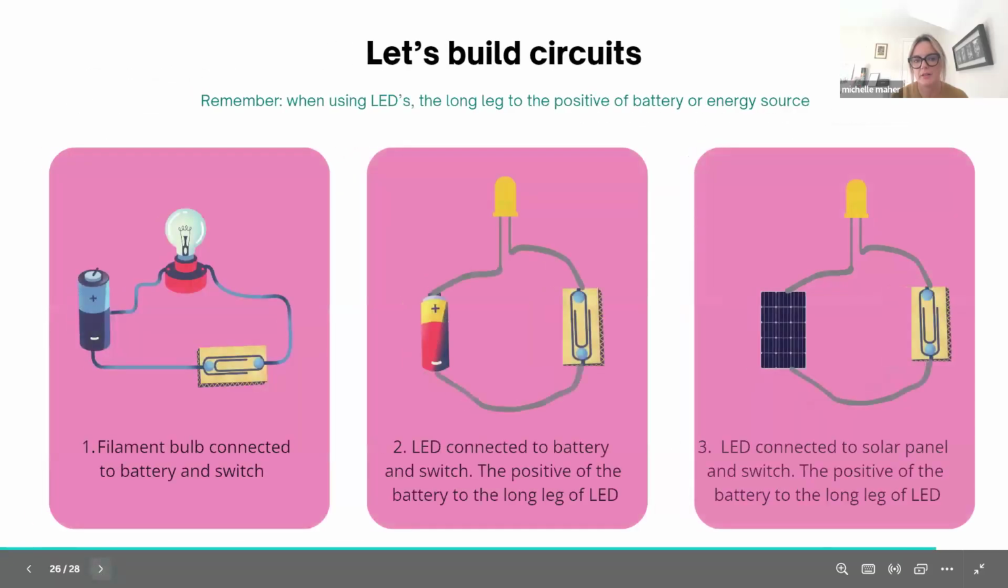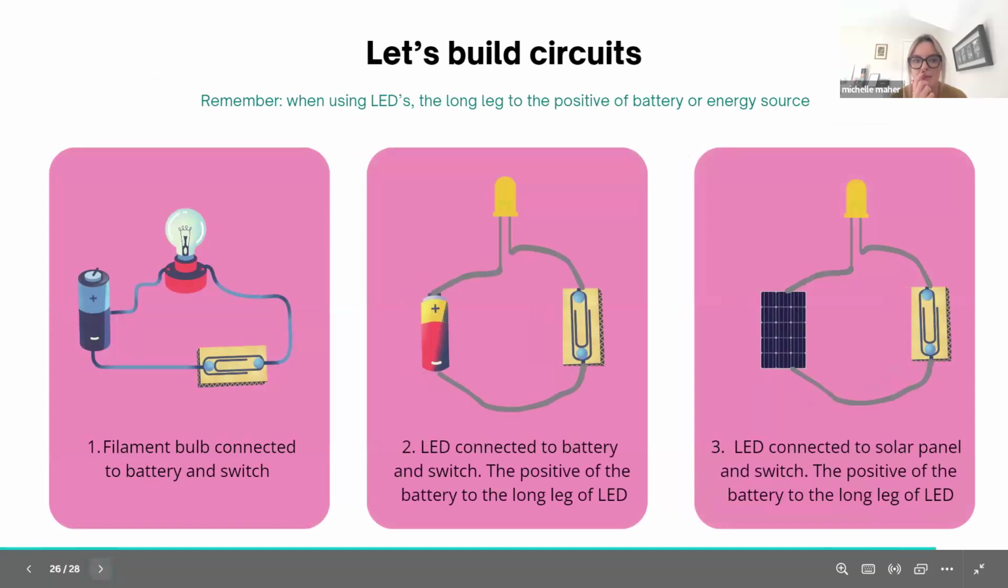Sorry, this is what I was going to tell you. When you're connecting the LED, remember I said at the beginning, it has a long leg and a shorter leg. With the older filament bulb, it doesn't matter which way it goes to the plus or minus of the battery.